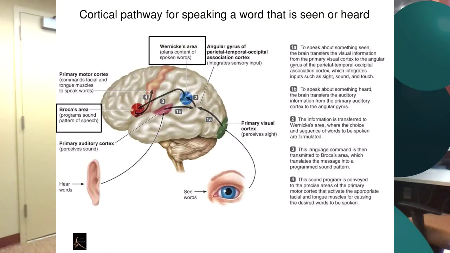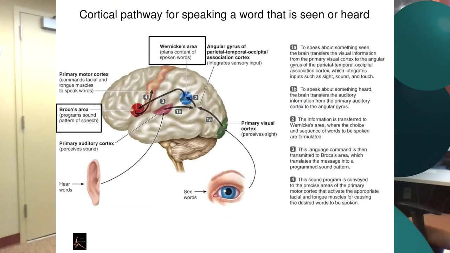Okay, so then if you're going to speak about something heard, the brain then transfers that auditory information from the primary auditory cortex to this angular gyrus. Okay, and again, if it's something seen, then it comes from the occipital cortex and goes to the angular gyrus. Okay, from there, the information gets transferred to Wernicke's area.